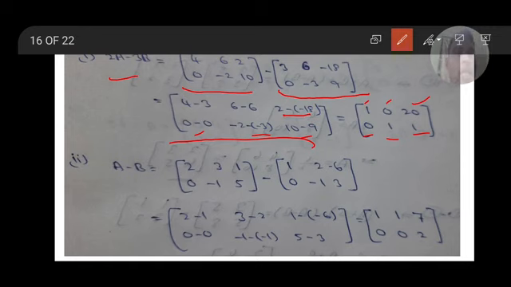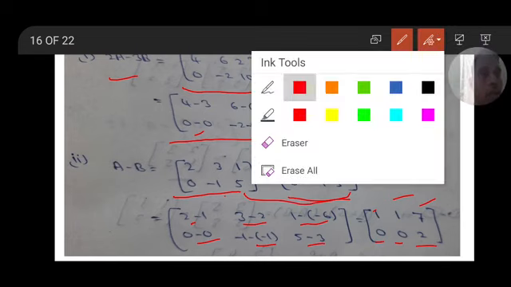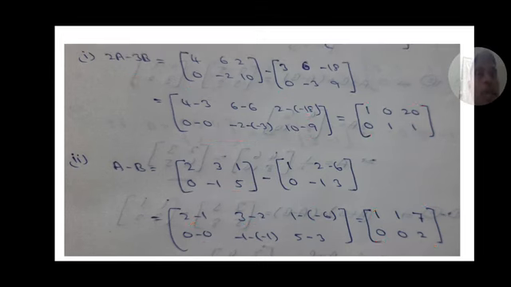Next, A minus B. It is the A matrix and it is the B matrix. Corresponding elements are subtracted. 2 minus 1, that is 1. 3 minus 2, that is 1. 1 minus minus 6, that is 7. 0 minus 0, 0. Minus 1 minus minus 1, minus minus plus 1, minus 1 plus 1 means 0. 5 minus 3, 2. So 1, 1, 7, 0, 0, 2 is the 2 by 3 matrix, that is A minus B. Okay. Move to the next problem.